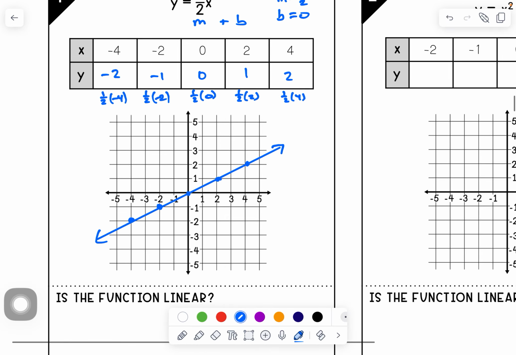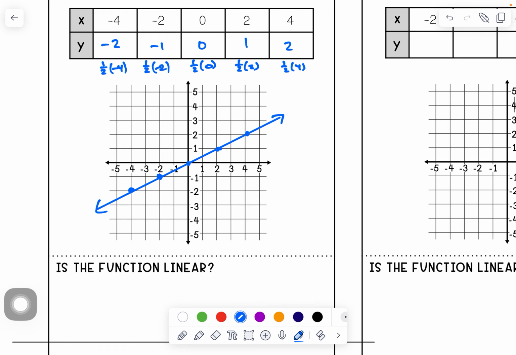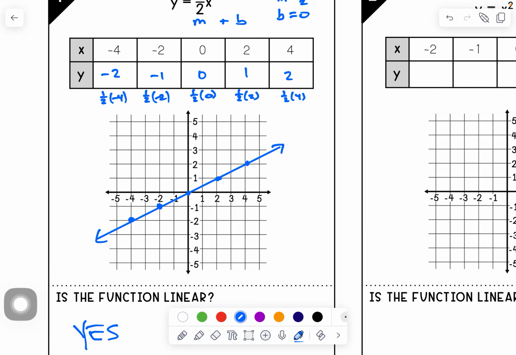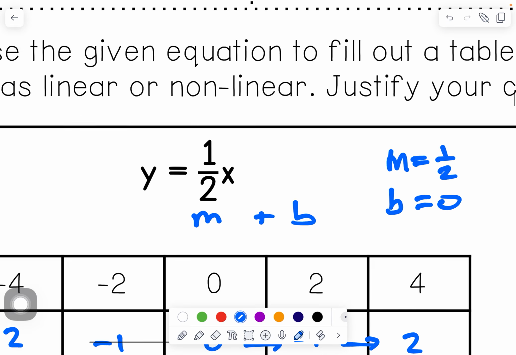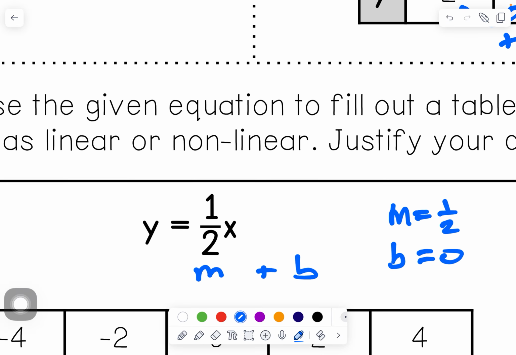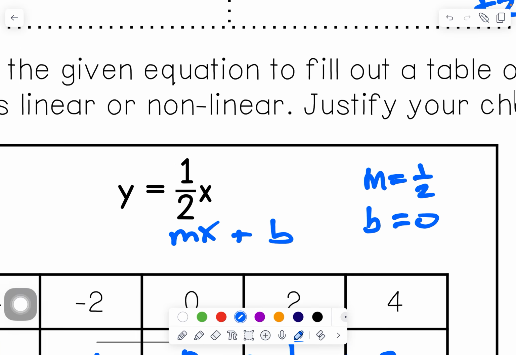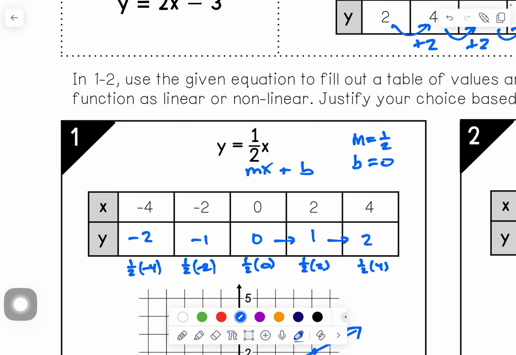Because I'm able to connect those dots using a straight line, is the function linear? The answer is yes. So how can I tell? I can tell by the fact that it's a straight line. I can tell by the fact that my values change constantly, +1, +1. And I can tell that my form is y equals mx plus b. There's 3 ways you can tell that it's a linear function.